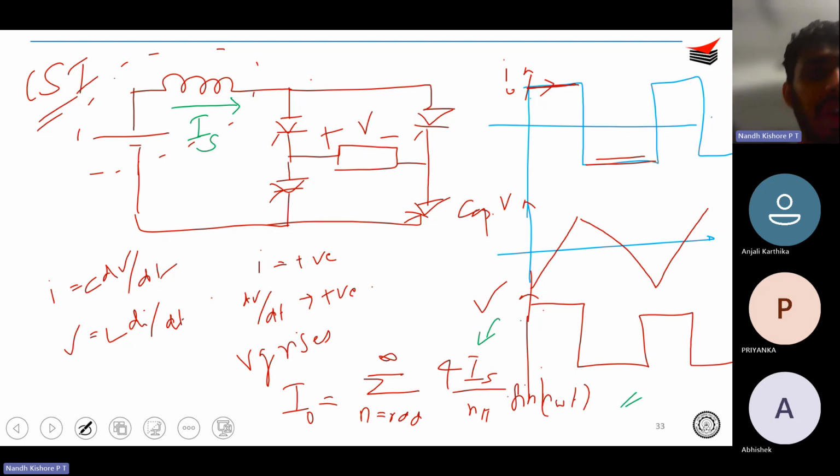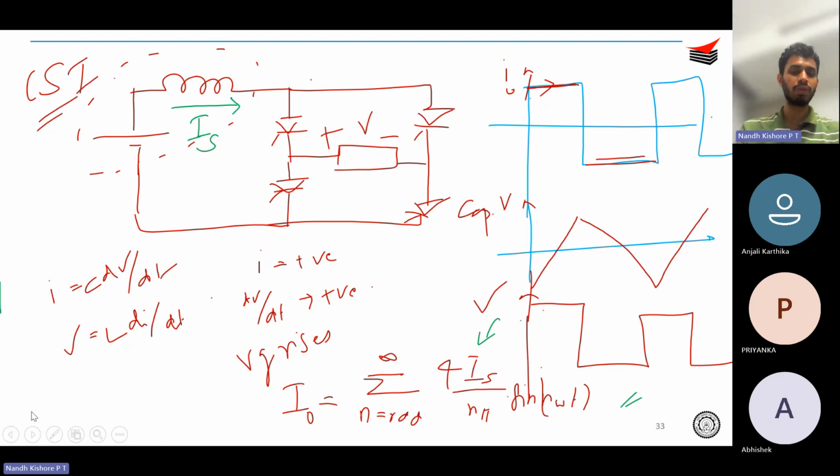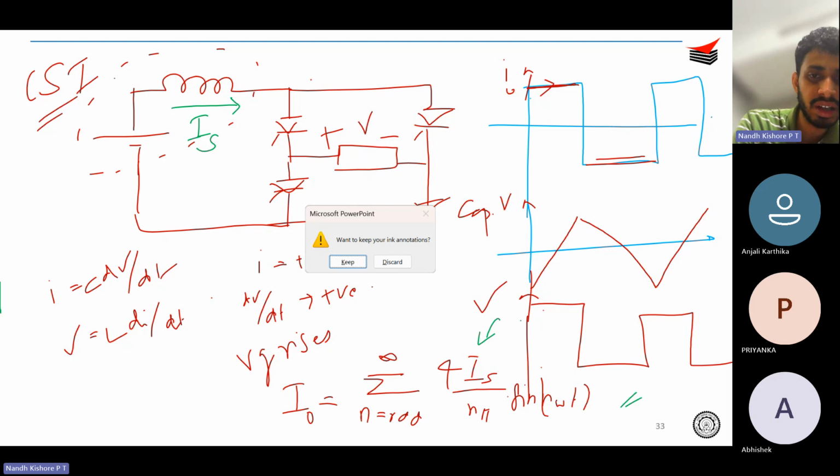Any doubt in current source inverters or inverters in general itself? So we have concluded inverters. So we saw single phase half bridge, single phase full bridge, three phase 120-degree and three phase 180-degree. All the formulae we saw for VSI, and of course we saw PWM techniques of uniform PWM as well as your simple PWM as well as your sinusoidal PWM. We just saw the formulae, and finally we ended up with CSIs, current source inverters. Okay. So is this fine with you guys? Any doubts so far?